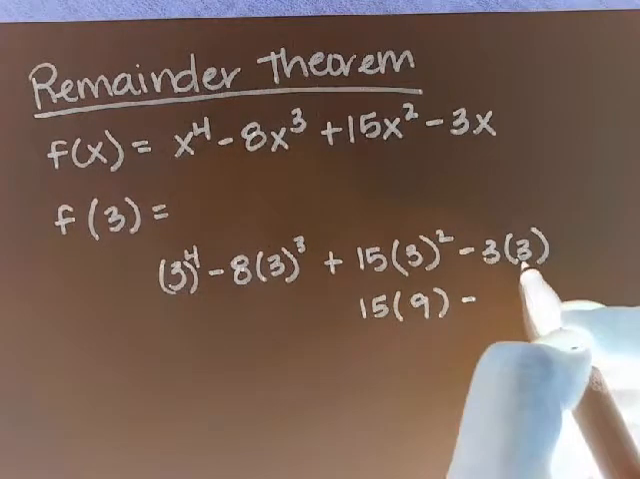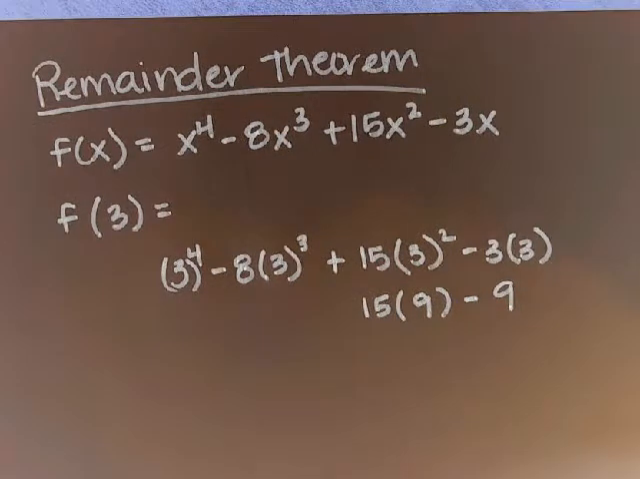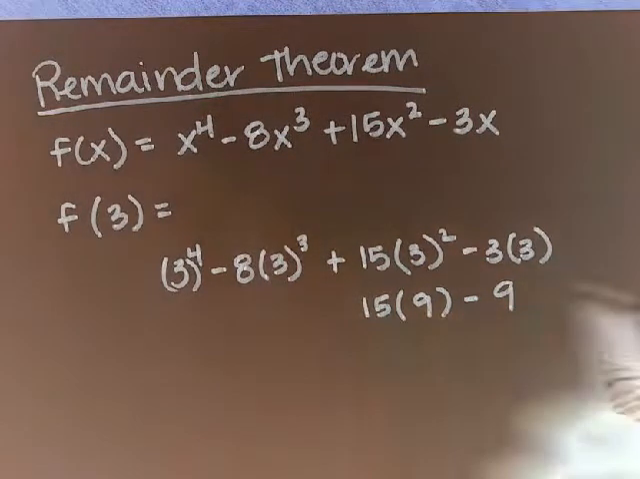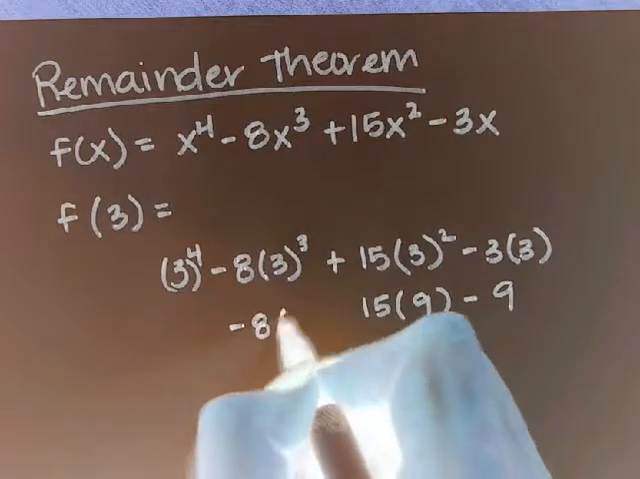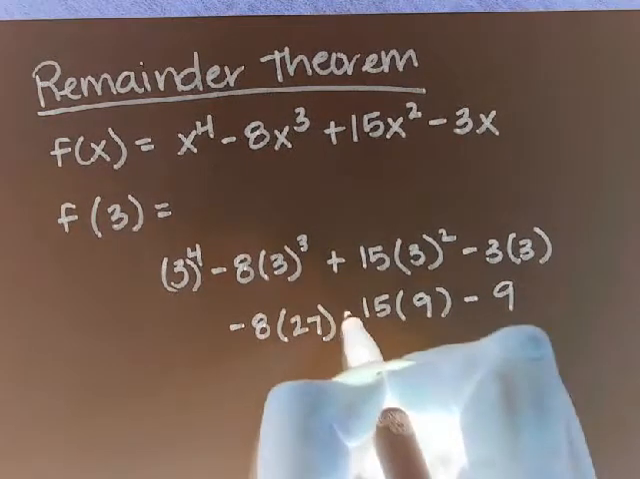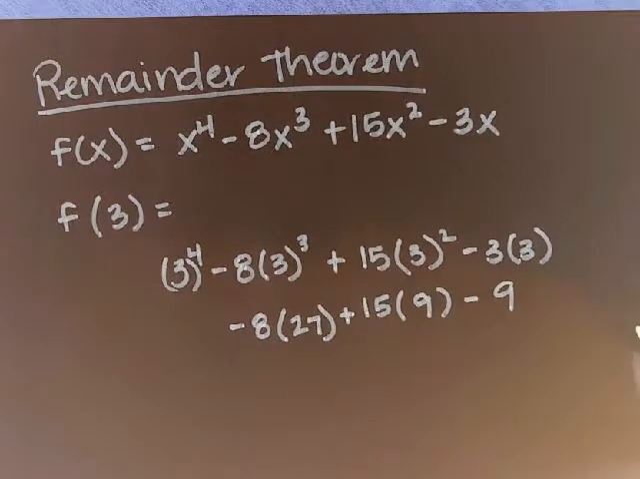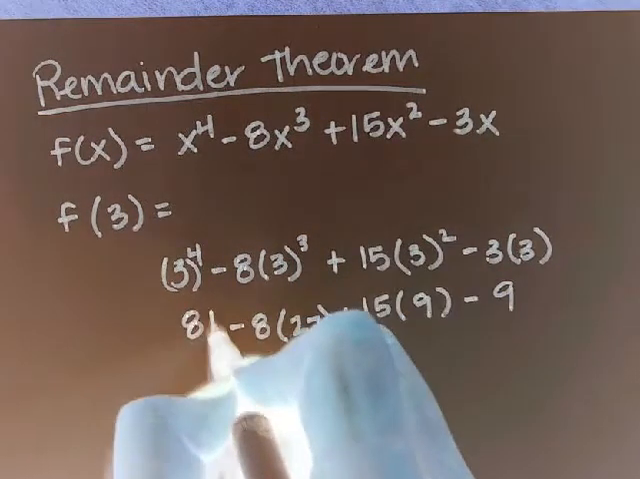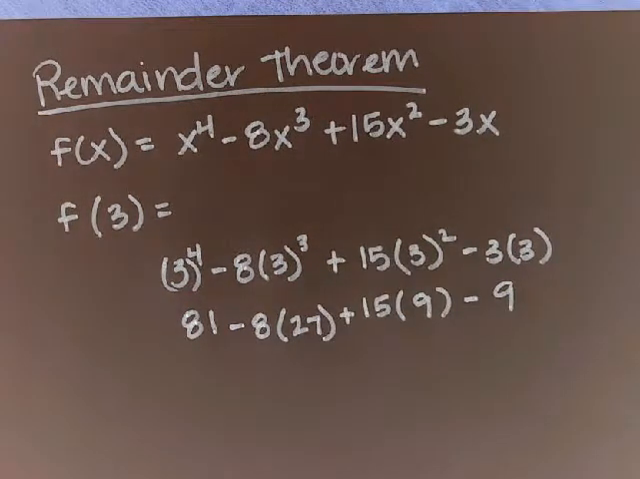We know what 3 times 3 is. We know that's 9. Anyone know what 3 to the third is? Anyone know what 3 to the fourth is? 81. Okay. Wasn't as bad as we thought.